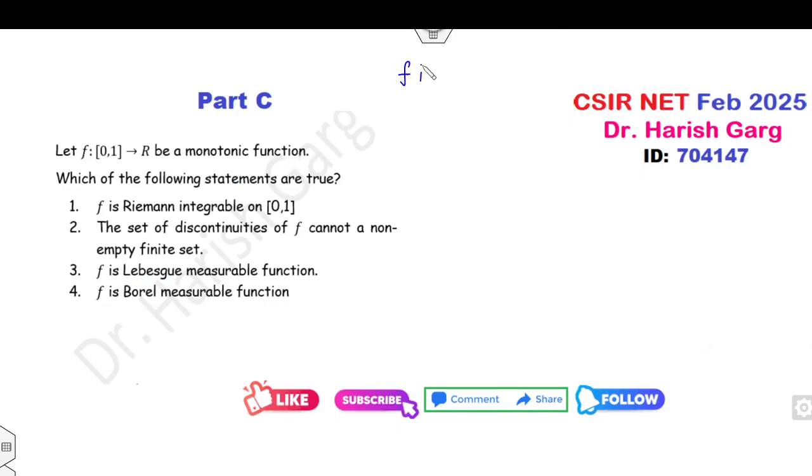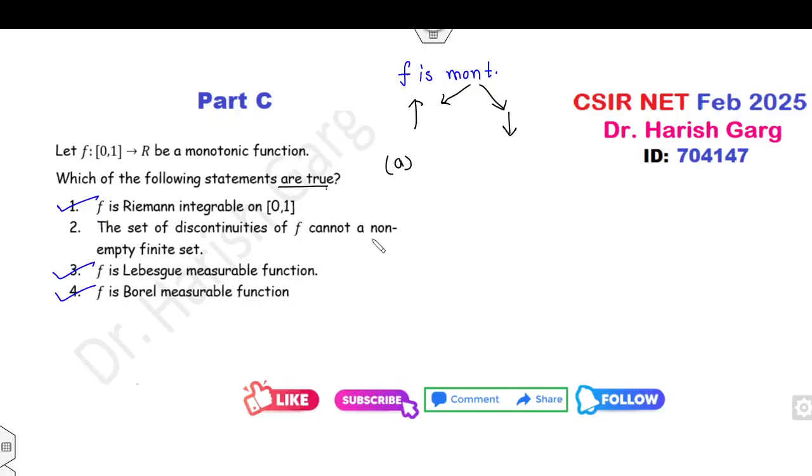Okay, f is a monotonic function. Fine. Whether it's monotonically increasing or monotonically decreasing, it is anyone. Then, which of the following statements are true? Every monotonic function is Riemann integrable. That's true. Every monotonic function is a Lebesgue measurable function. That's also true. Every monotonic function is a Borel measurable function. It's obvious too.